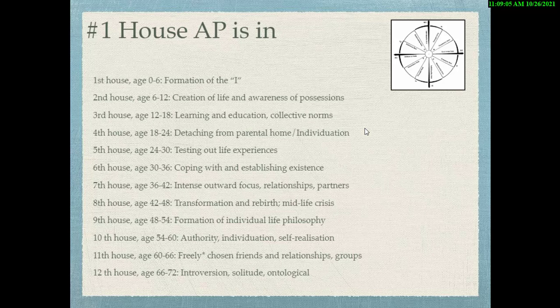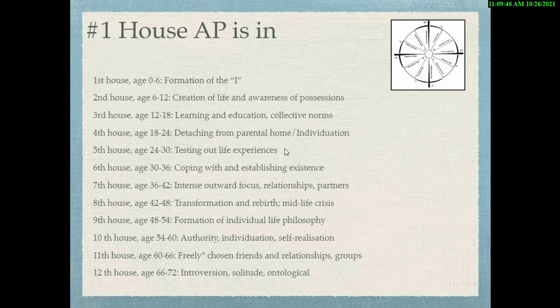The fifth house is really a testing out of life experiences. We know this because we see this with the Saturn return at around age 29 and a half or so. The fifth house has become really where we're testing out those games and looking at ourselves from that lens. The sixth house, age 30 to 36, is really about coping with and establishing an existence of our own, getting more into the serious level of life, past that demarcation point of the Saturn return, where we get on and really dig into ourselves with establishment.